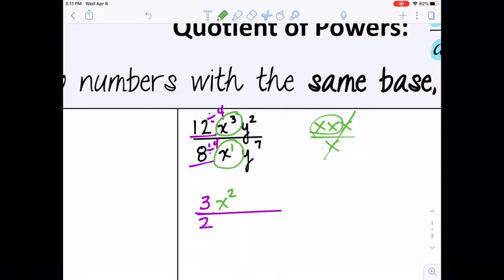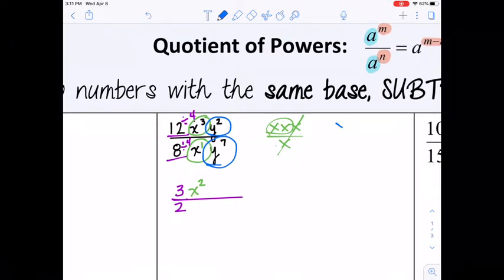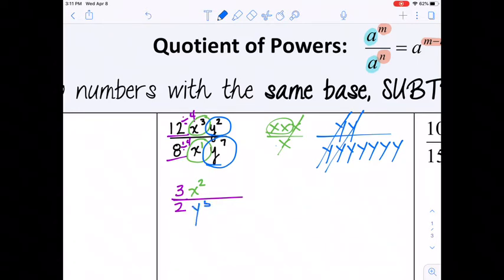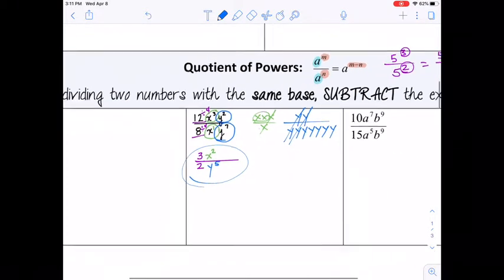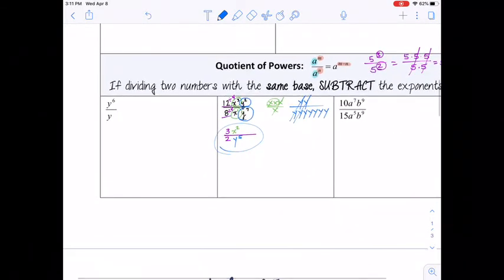Now let's look at the y's. I have y squared and y to the 7th. Notice there's only 2 y's on top, but 7 on the bottom. When I cancel those 2 y's, all my extra y's are left on the bottom. So it's going to be y to the 5th, but the 5 goes on the bottom. So there's my answer. You try the other 2 in this section.